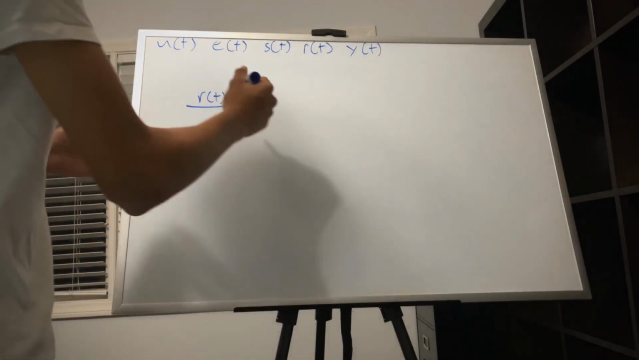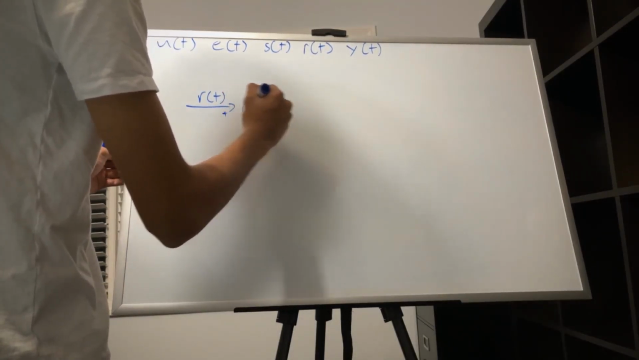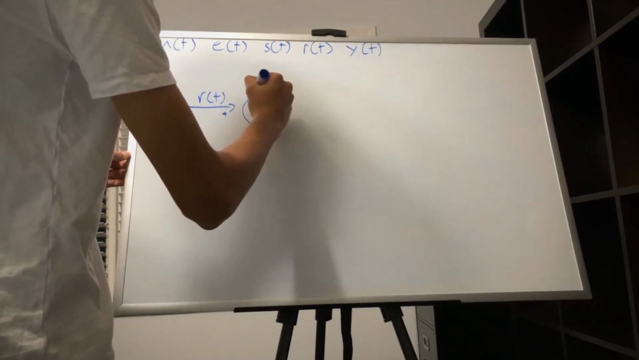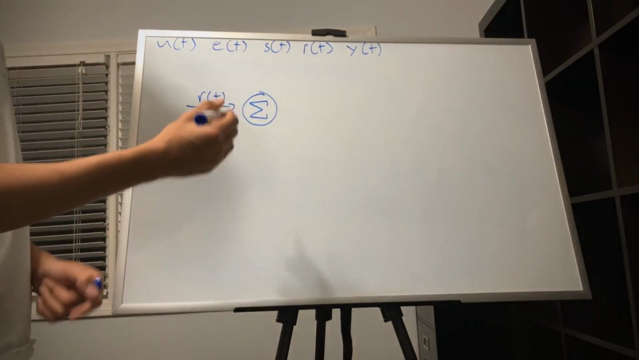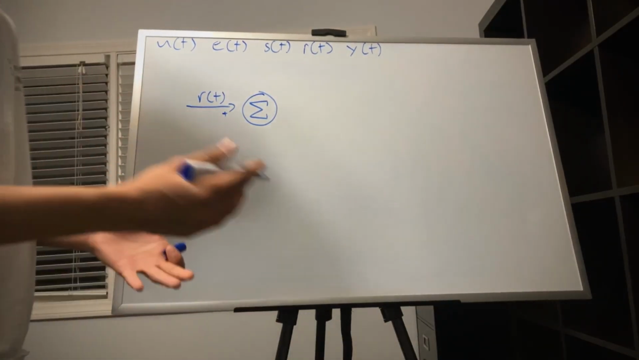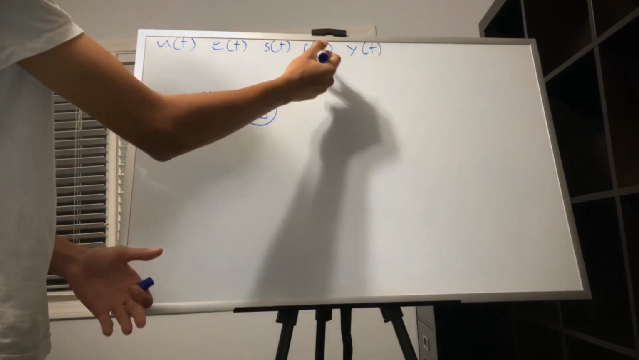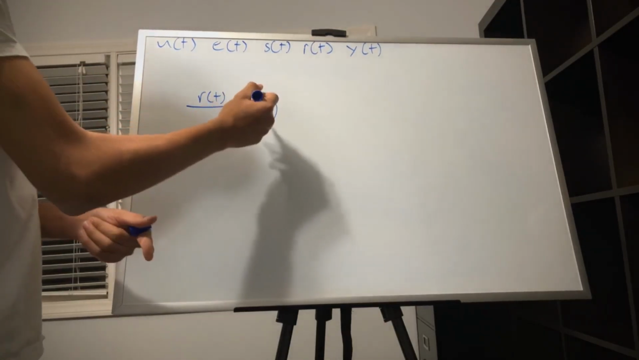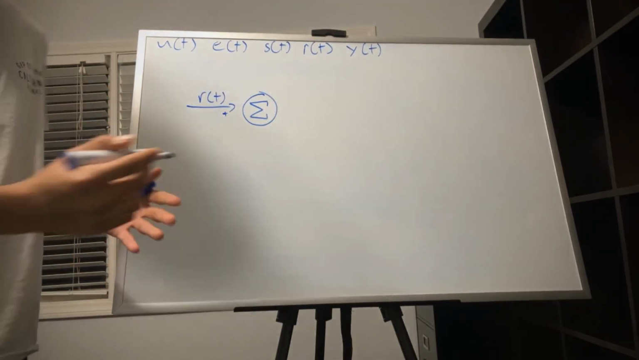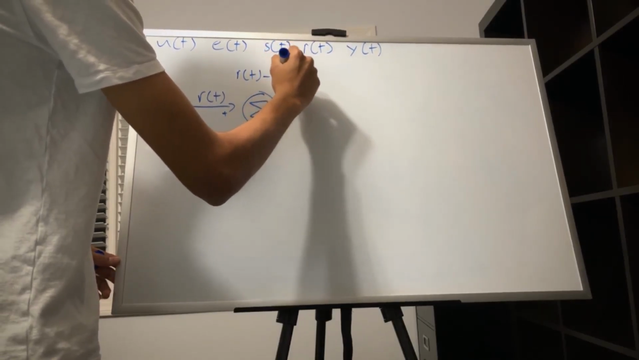So we put this into something called a comparator. And this comparator is going to, exactly how it sounds, compare our current position, S of t, with our set point, R of t. And with this comparator, it's going to calculate whatever our error is. So it's going to be our R of t minus S of t.